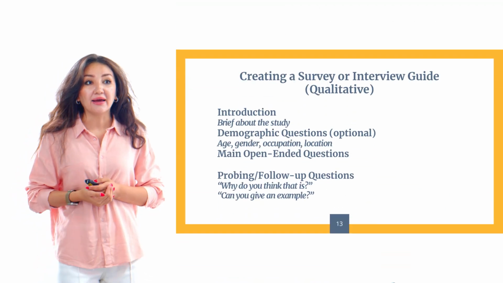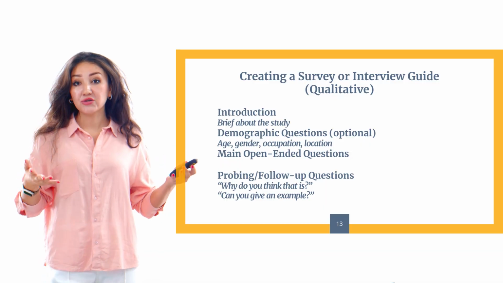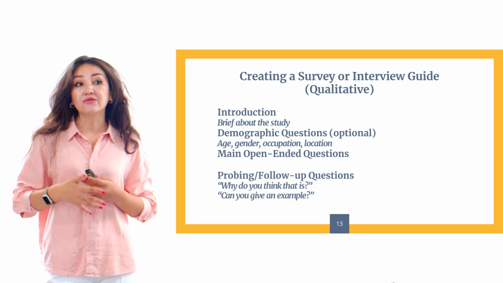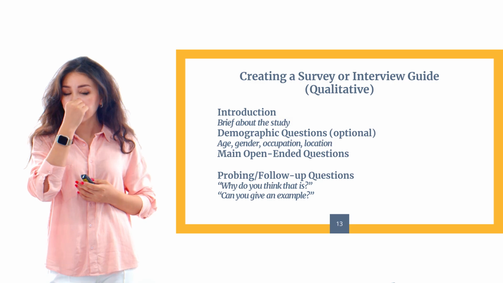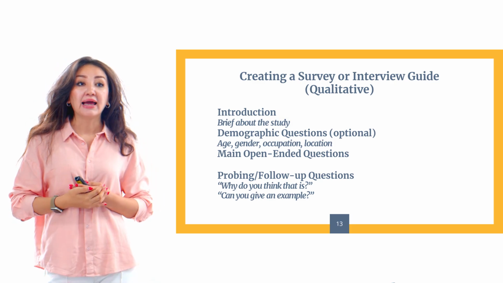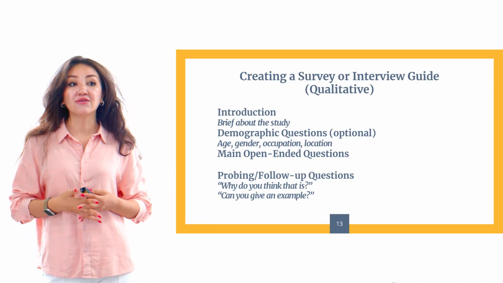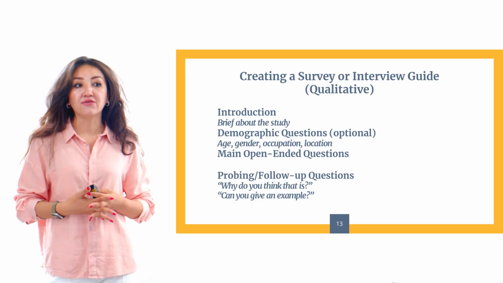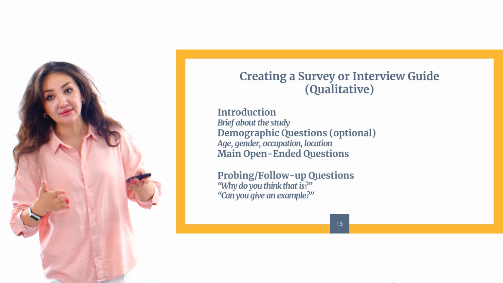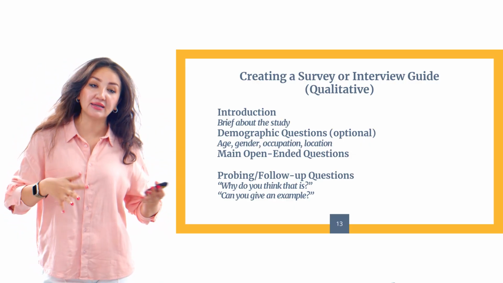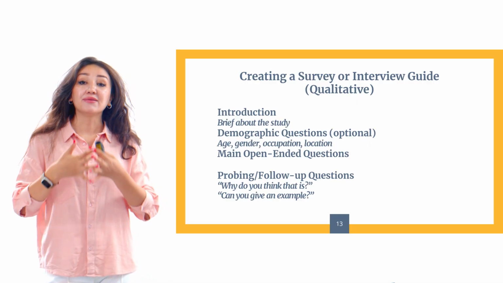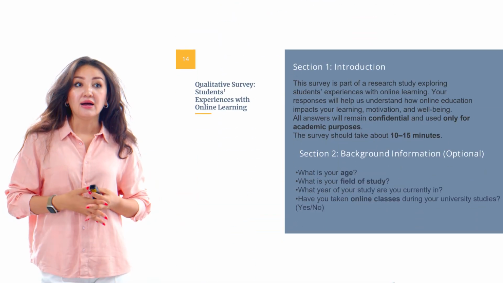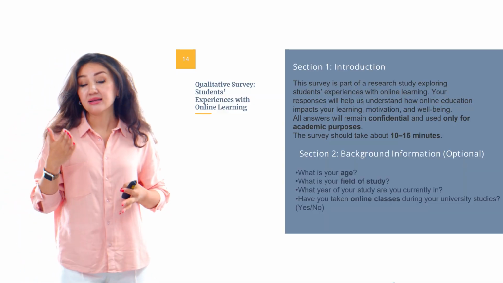All right. When you're making a survey, it has to initially start with an introduction, briefly about the study, then demographic questions, for example age, gender, occupation, and then in the next section we will have the main open-ended questions. We can also have follow-up questions like, why do you think that is? Can you give an example? You need to give a full example, and based on your answers the research will be conducted, right? So this is an example.